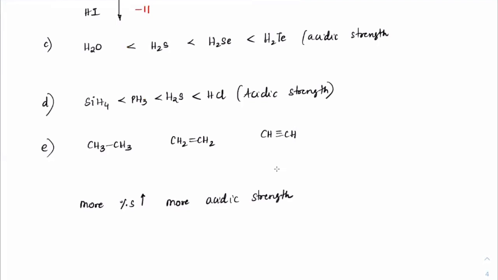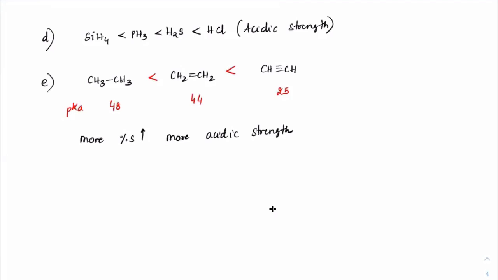Got it? So now consider this carbon and hydrogen, this carbon and hydrogen, and this carbon and hydrogen, and check out their respective pK values. The pK value of ethane is approximately around 48. This is around 44. And this is around 25. So it clearly tells us that ethynes are more acidic in nature.